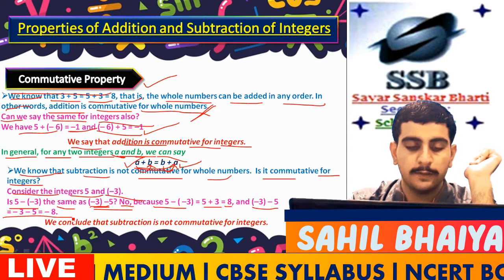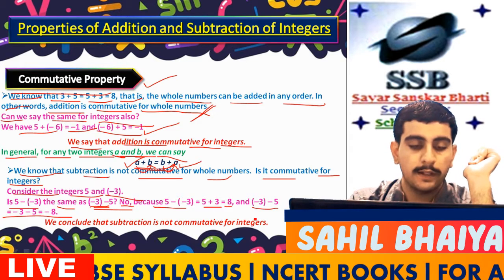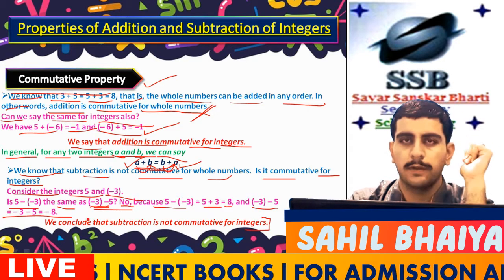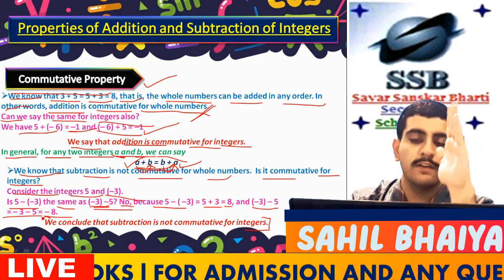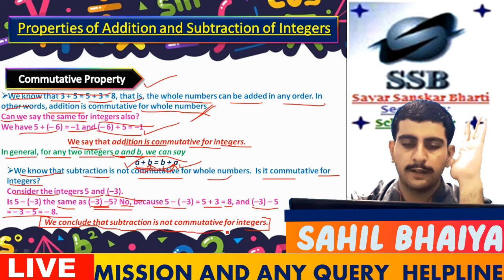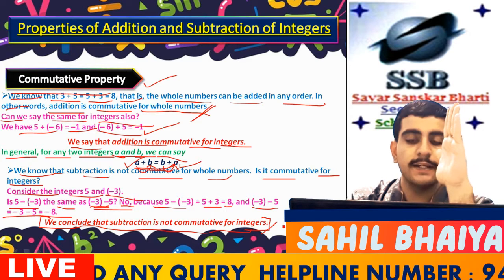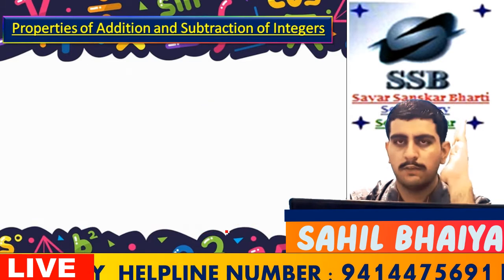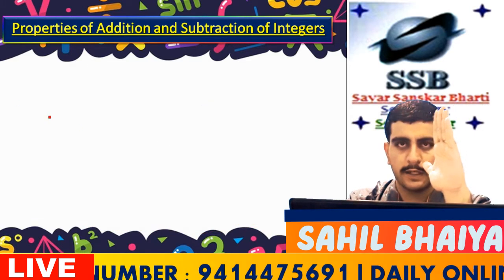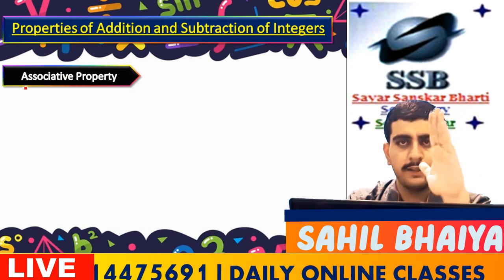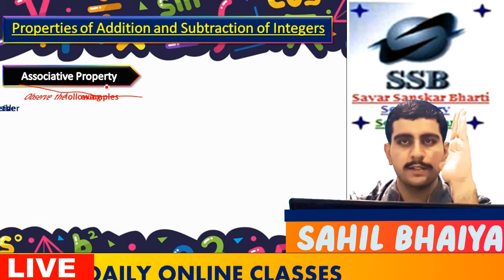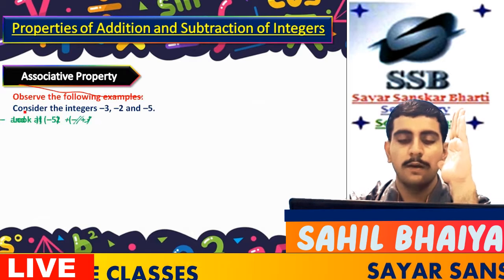I think you all get it. Now, move on to the next part. Next is the associative property. Very easy property. Observe the following example, you can easily understand it. Consider the integers minus 3, minus 2 and minus 5. As we all know, in the case of associative, we require 3 numbers. So the first one is minus 3, next is minus 2 and next one is minus 5.